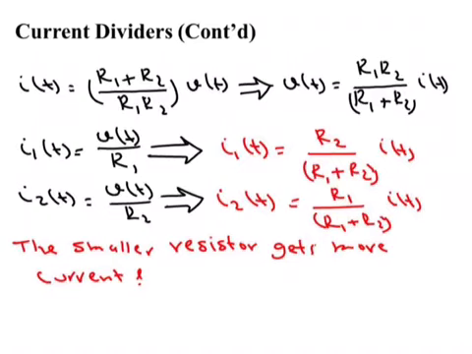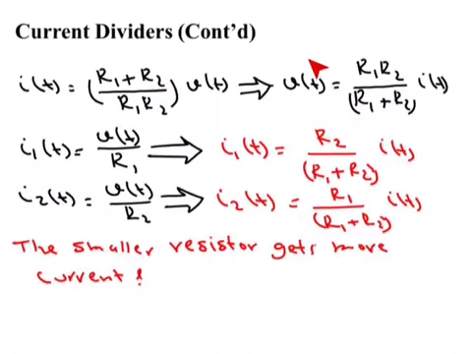So we stopped at this expression here in the previous slide. We found that the current and the voltage are related by this equivalent parallel conductance, and that the voltage is related to the current by this equivalent parallel resistance. Okay? So now we know what the voltage is in terms of the current. Now, what is the current going through R1?